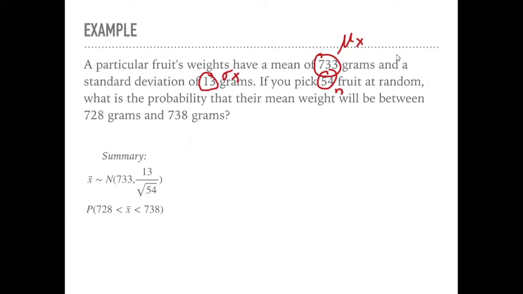We're looking for the probability that the sample mean is between 728 and 738. So we have our lower bound of 728, our upper bound of 738, our mean of our sample means is 733. Our standard deviation for our sample means is 13 divided by the square root of 54. And our calculator will give us that this is 0.995.